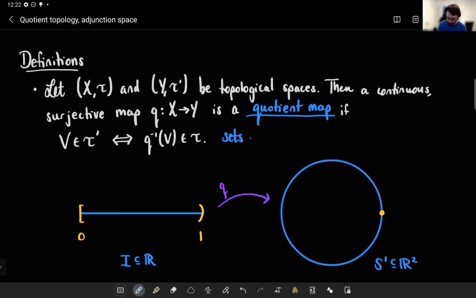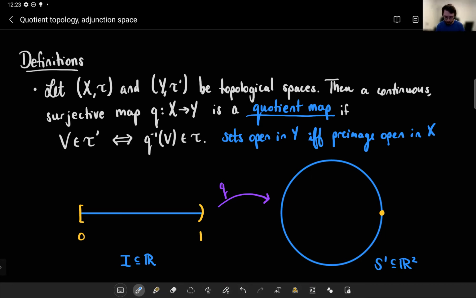Okay, so I'll just say here, sets open in Y, if and only if preimage open in X, is really what that is saying.